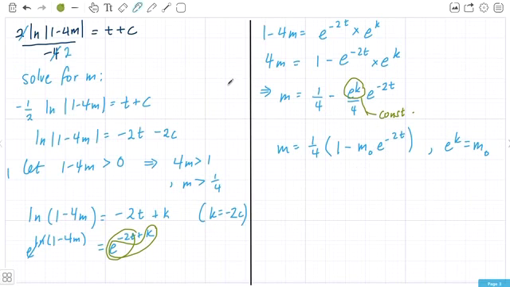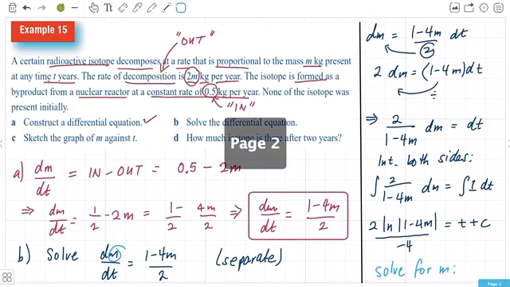There you go. So we've got that solution. That's given us m. Now we go back to our question and see what we need to do next. So we've solved the differential equation. None of the isotope was present initially. And what that means is that when t equals 0, when time is 0, the mass of the isotope is also 0.